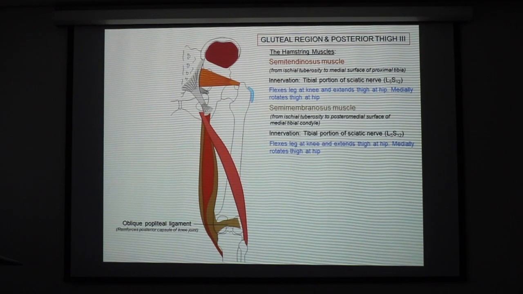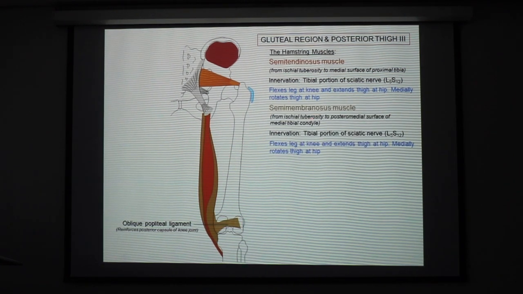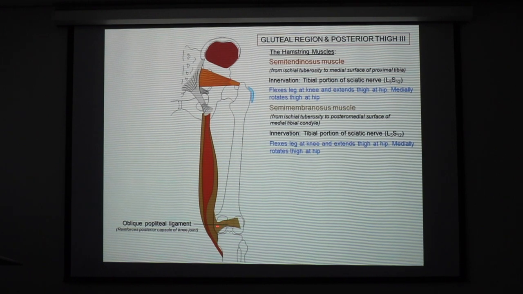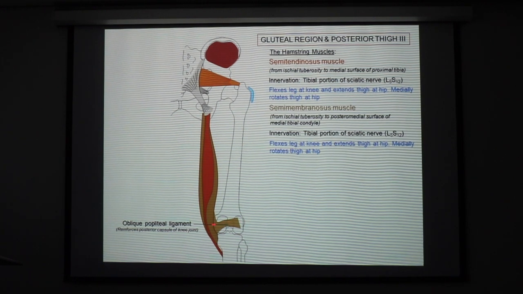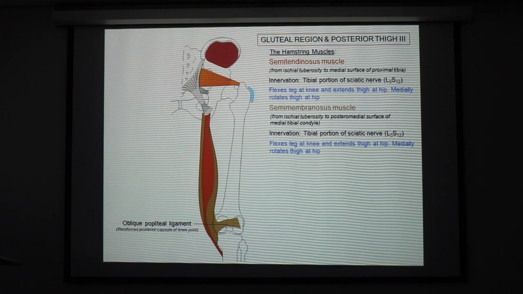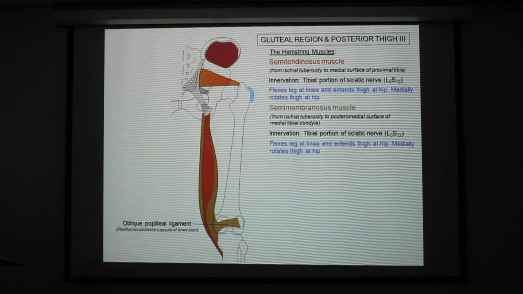Then you have the second muscle, which is the semimembranosus. It arises from the ischial tuberosity also, goes to the posterior medial aspect of the tibia where it gets inserted. It also gives an insertion. It forms an oblique ligament at the back of the knee joint, which is called the oblique popliteal ligament. And the innervation of both semitendinosus and semimembranosus is the tibial portion of the sciatic nerve.